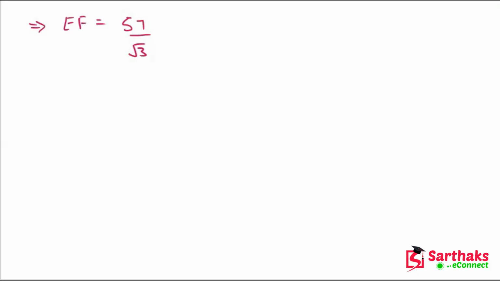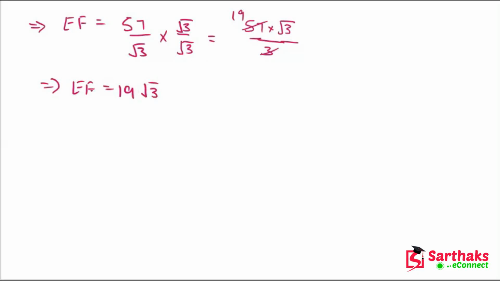Now we have to solve it further, because in the denominator there is a term of root 3. So now we have to remove this. To remove this, we have to multiply root 3 in numerator and denominator both. So we get 57 into root 3 divided by 3. Now 57 divided by 3 is 19. So we get EF is equal to 19 root 3 meter.